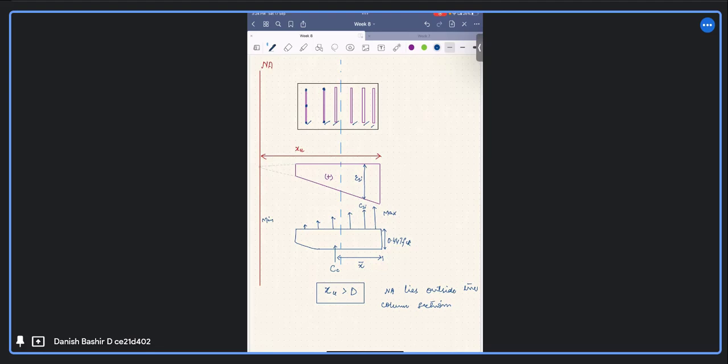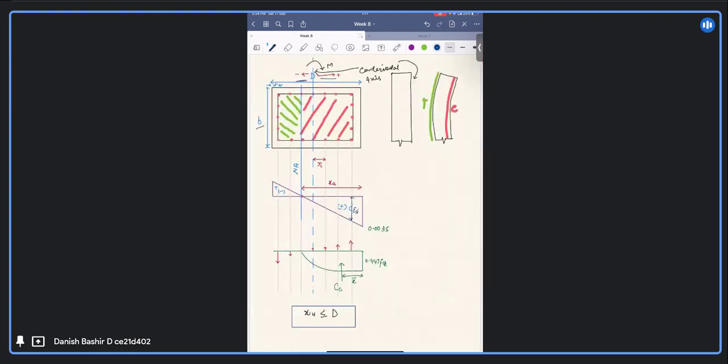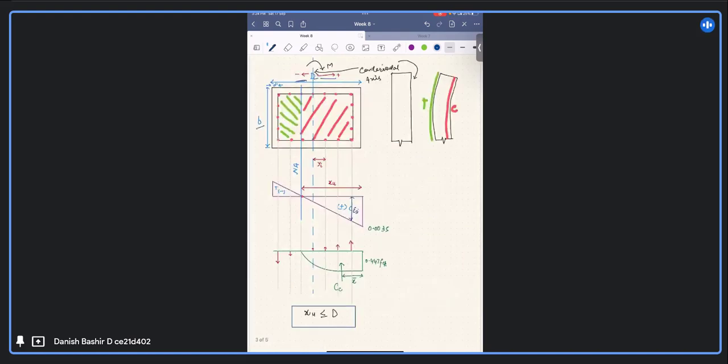So for CC, the formula as per code is given as: CC, the compressive force taken by the concrete, is A, FCK, B, and D. B is the minor dimension, D is the major dimension. I have shown it here, this B and this D. Okay. And A is a stress block area factor. The stress block area factor is like this.